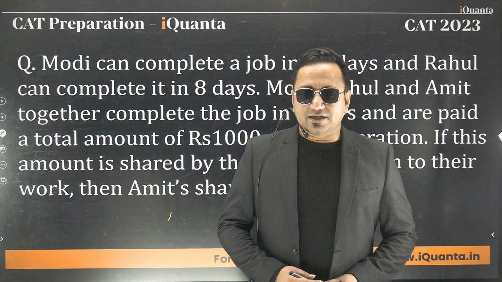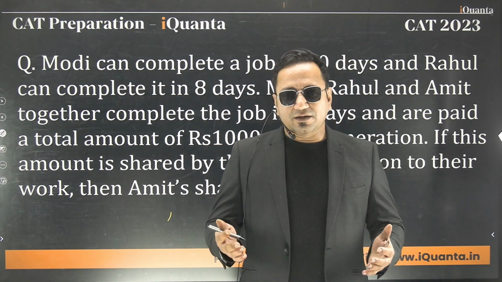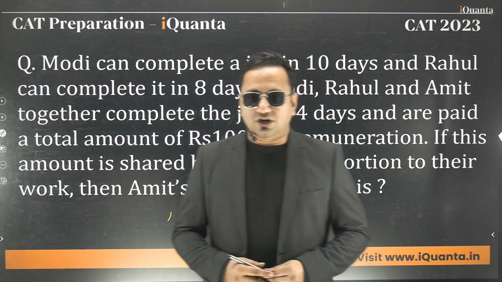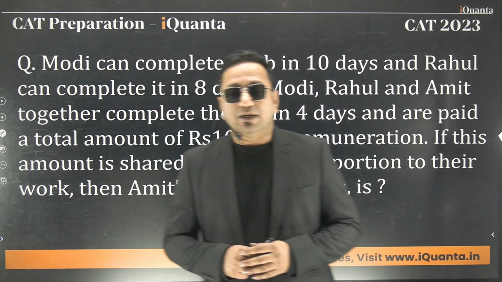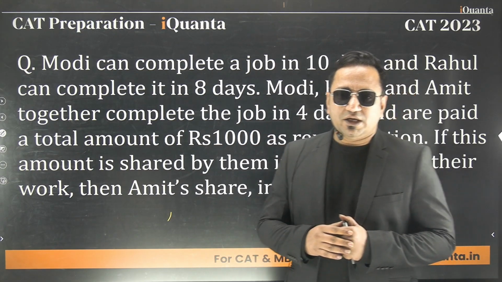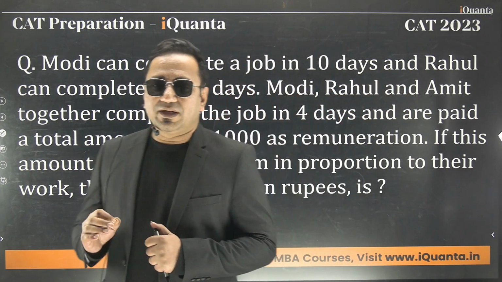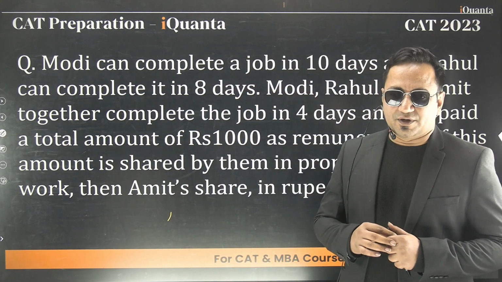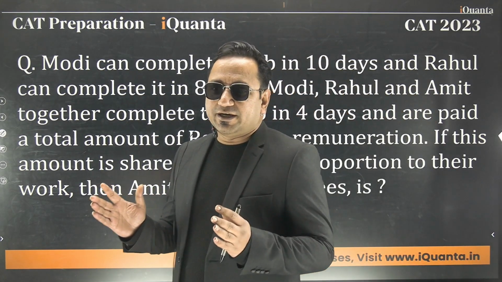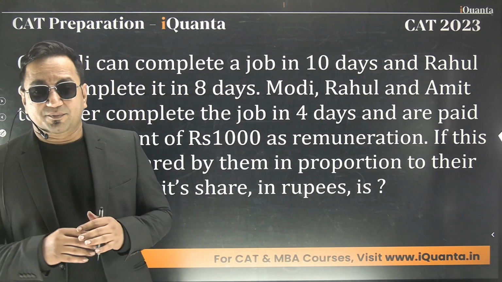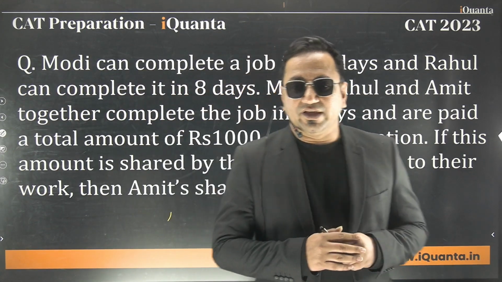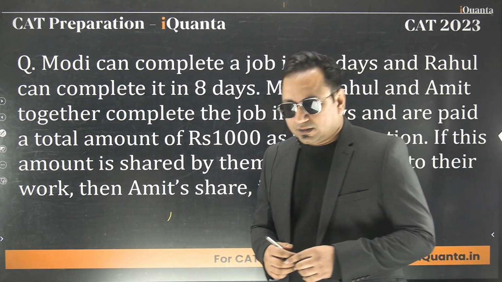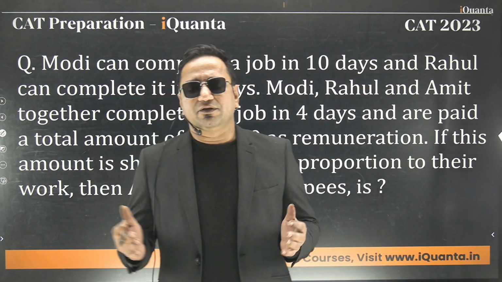Today we'll be discussing a very interesting question which was posted on Facebook as basic CAT practice. Modi can complete a job in 10 days and Rahul can complete it in 8 days. Modi, Rahul and Amit together complete the job in 4 days and are paid a total amount of rupees 1000 as remuneration. If this amount is shared by them in proportion to their work, then Amit's share in rupees will be what? All right, so this is an easy question, a very basic technique we'll be using to solve this.